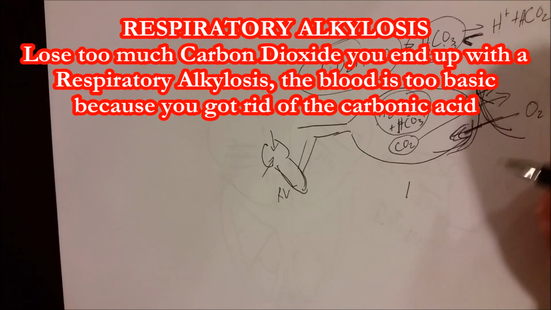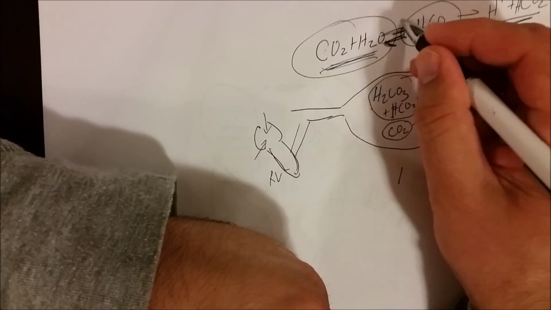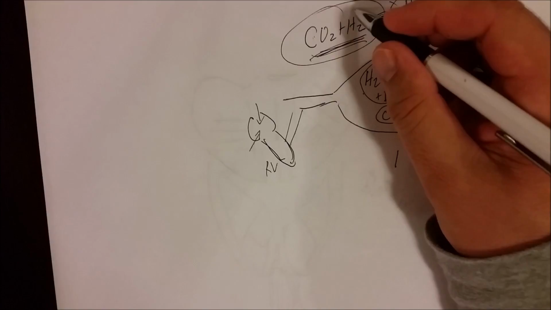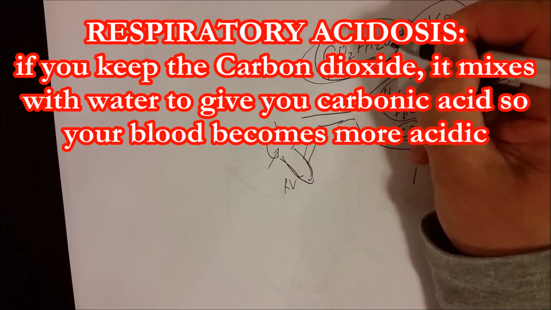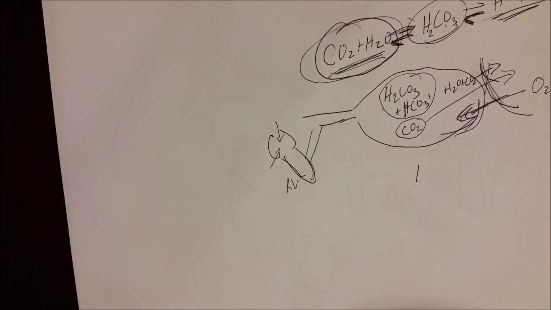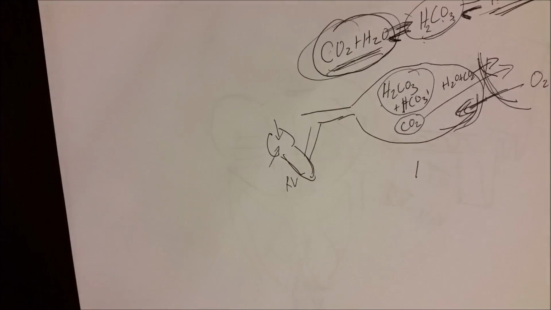If for some reason you can't breathe out, you build up the carbon dioxide and water, and it moves to give you carbonic acid, so you have more acid. So that's your respiratory acidosis. You're building carbon dioxide and water and making carbonic acid because you can't get it out. In alkalosis, you breathe out too much carbon dioxide and water, so you get rid of carbonic acid.